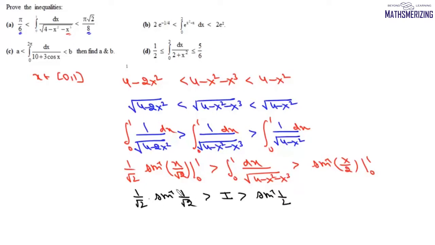Now sine inverse 1 by root 2 is nothing but pi by 4. So we'll get pi upon 4 root 2, and it will be greater than this integral I, and sine inverse 1 by 2 is nothing but pi by 6. We can also write this pi upon 4 root 2 as root 2 pi upon 8. So this integral I will be greater than pi by 6 but less than root 2 pi by 8, and this is what we need to prove.